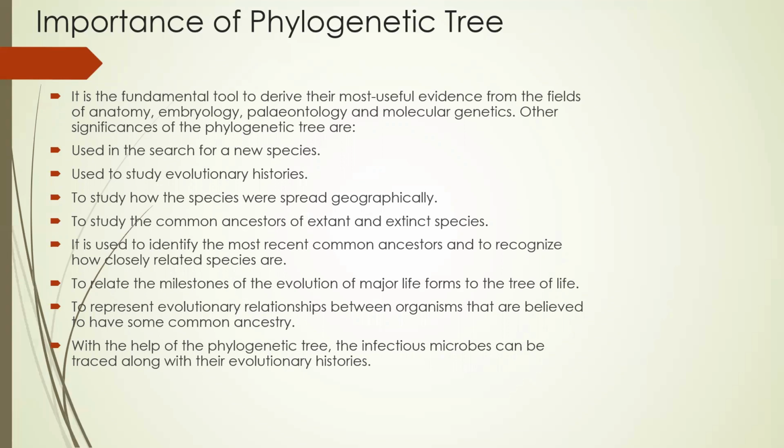It is used to identify the most recent common ancestor and to recognize how closely related each species is. It can be used to relate the milestones of evolution of major life forms to the tree of life. It is used to represent the evolutionary relationship between organisms that are believed to have some common ancestry. With the help of the phylogenetic tree, infectious microbes can also be traced along with their evolutionary histories.